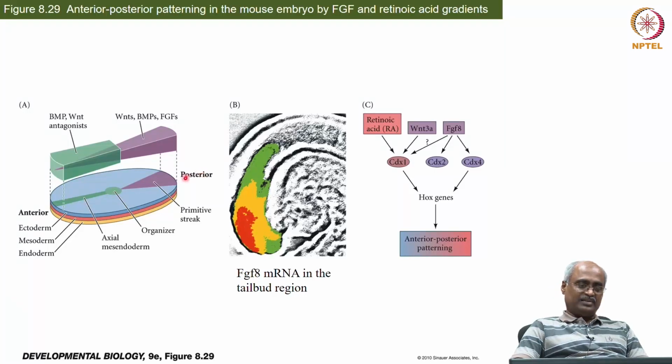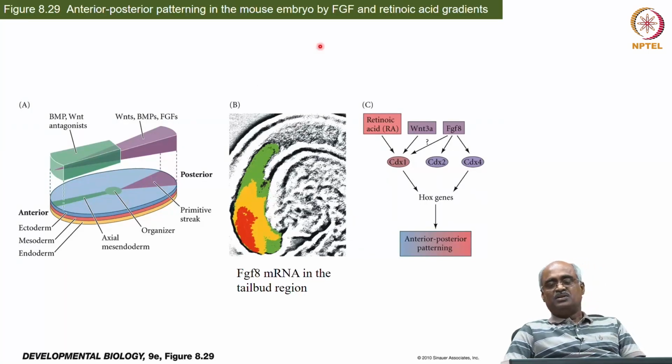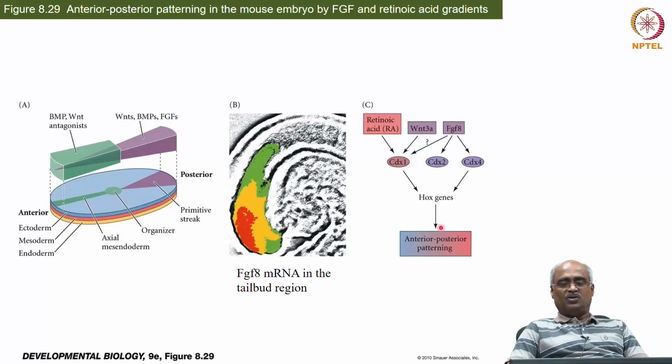So retinoic acid, in addition to these three signaling proteins, also forms a posterior to anterior gradient. So signaling from these molecules as well as retinoic acid all converge in the activation of the CDX proteins, which, by acting on Hox genes, coordinate all these signals into determining the anterior posterior patterning. So therefore now we move on to Hox genes.